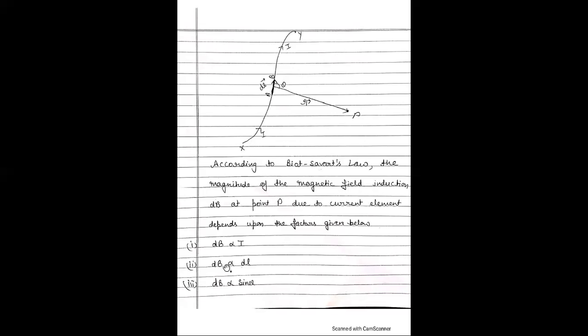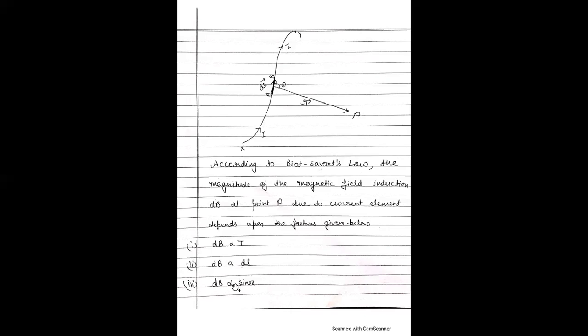Second, dB is directly proportional to dl. If the length of dl is this, then it contains suppose 10 electrons. If the length is increased up to this point, then the number of charged particles increases, which means the magnitude of the magnetic field also increases. Therefore, there is a direct relation between the magnetic field and the current and the length of the element.